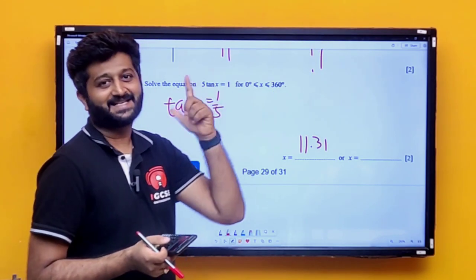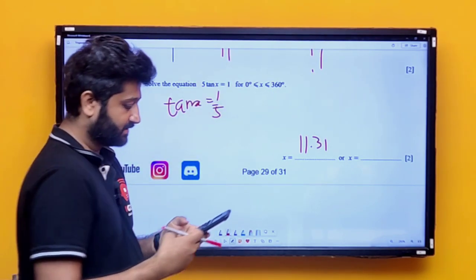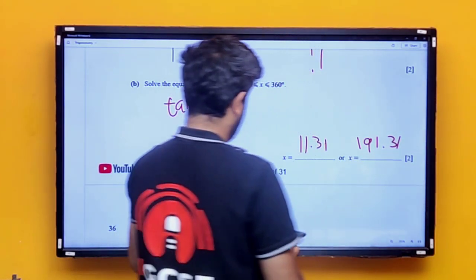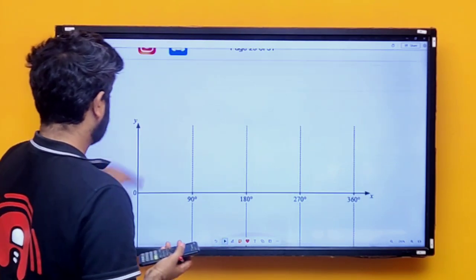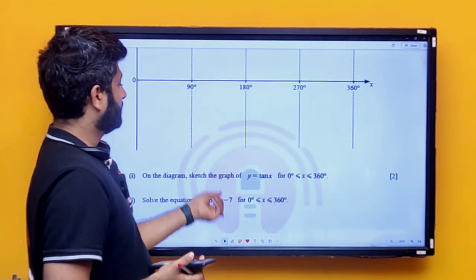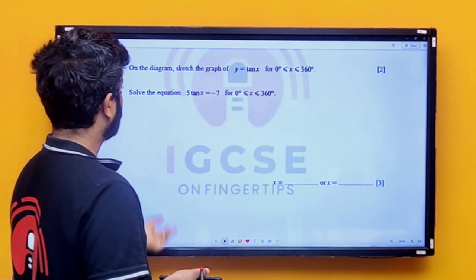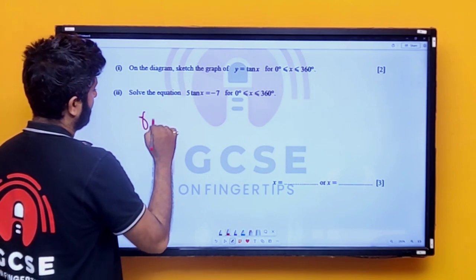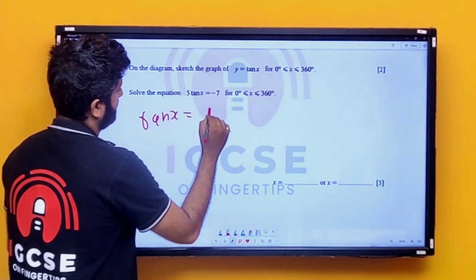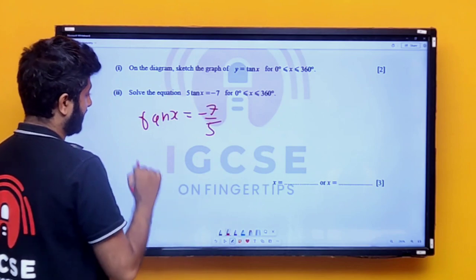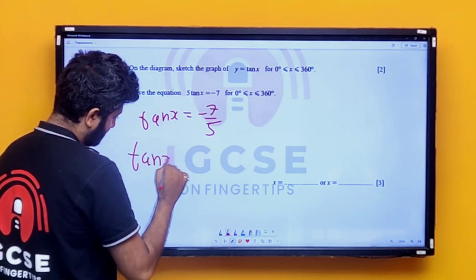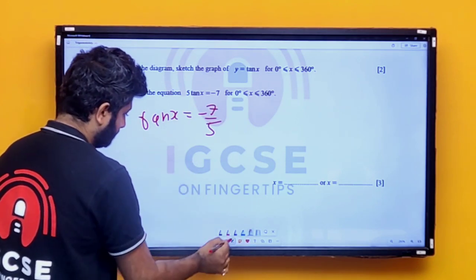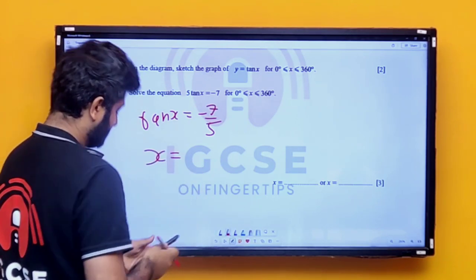Next, again, sketch the graph of tan x, but we'll skip this part. Solve the equation 5 tan x equals negative 7. So from here, I can say tan x is minus 7 by 5, x is tan inverse of minus 7 by 5, that is negative 54.5, right? That is negative 54.5.